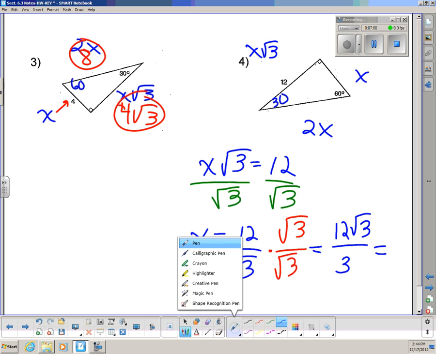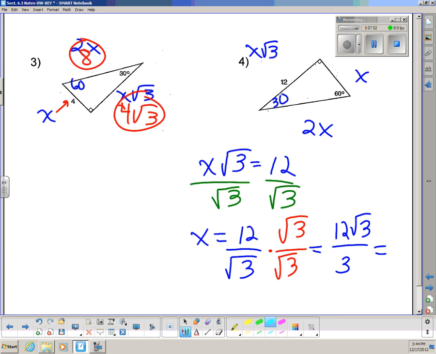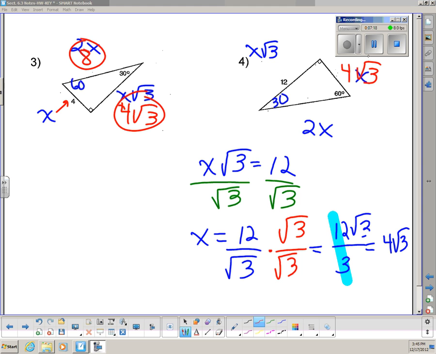And then when you do your division here, you realize that 12 divided by 3 is just the same thing as 4. And what you're left with is just 4 rad 3. So then it turns out that x is just 4 rad 3. And then if you were to double 4 rad 3, you just get your hypotenuse to be 8 rad 3.